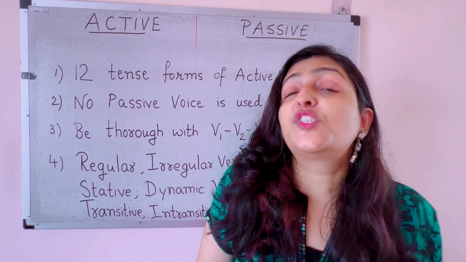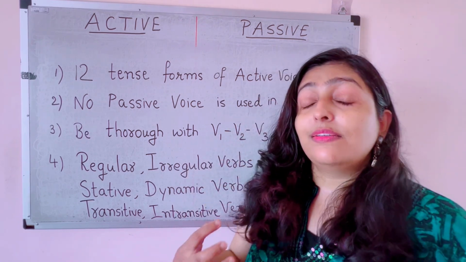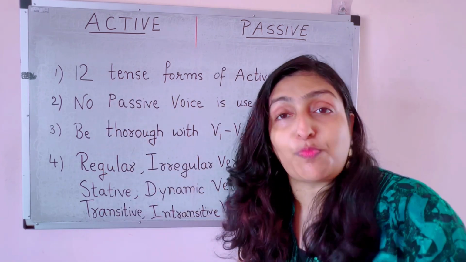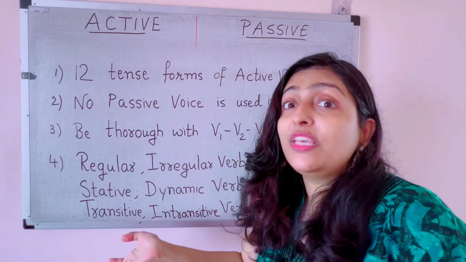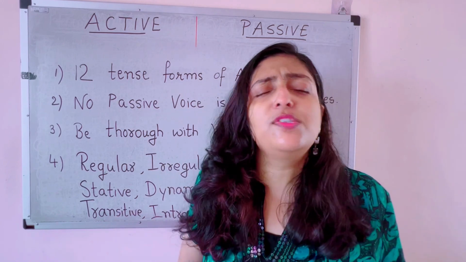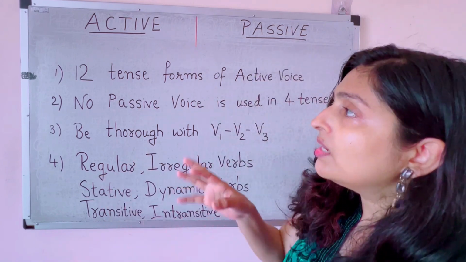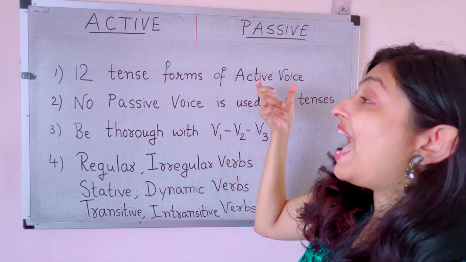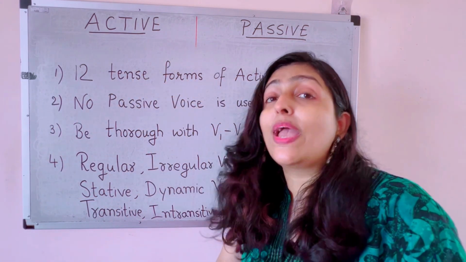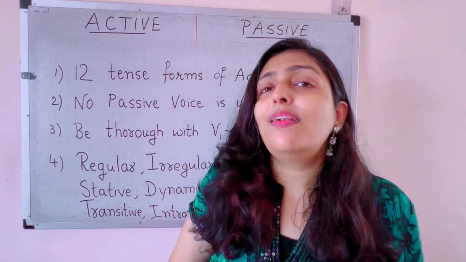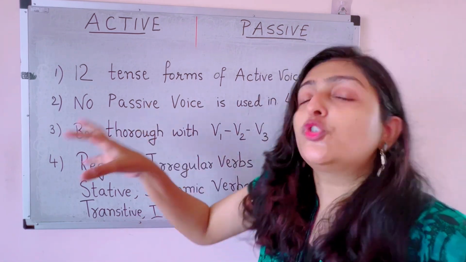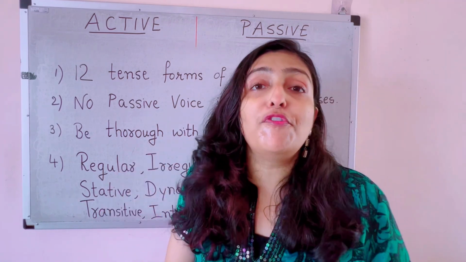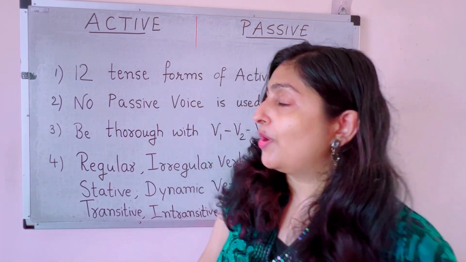You are already expected to have a very sound or profound knowledge of all these points. You are expected to know these off pat. Off pat means you have to know it by heart. So the first point is 12 tense forms of the active voice. Before you move ahead with passive, you are expected to know the 12 tense forms of active voice. In case you don't know, you can refer to my previous video from the grammar playlist.